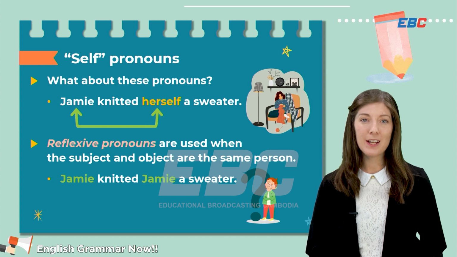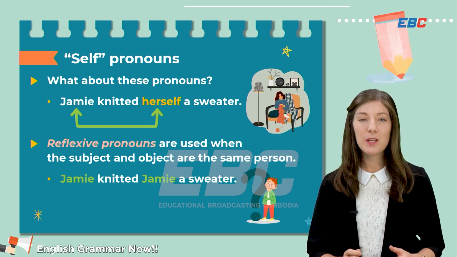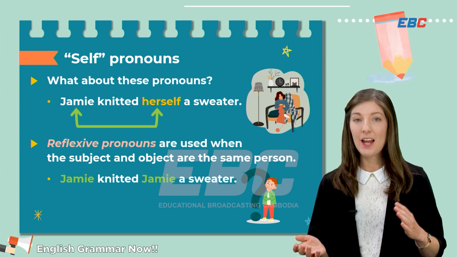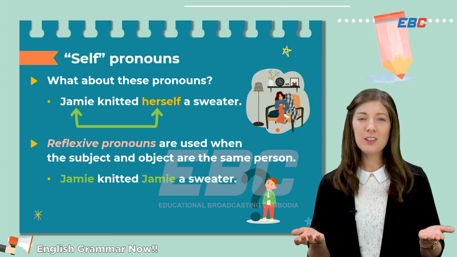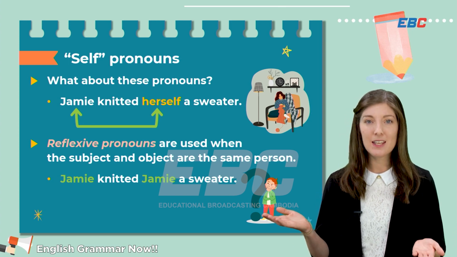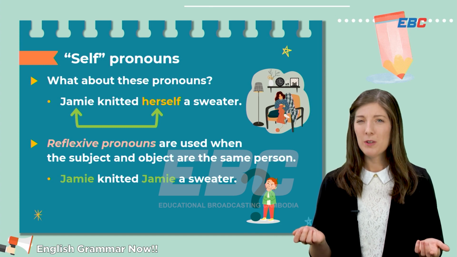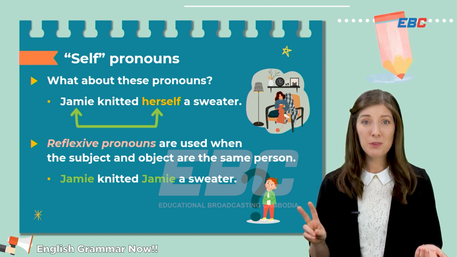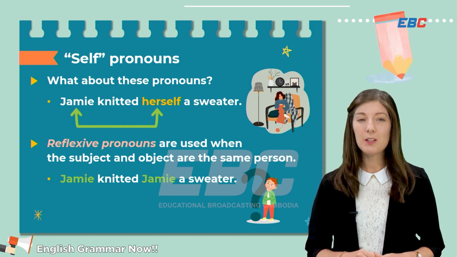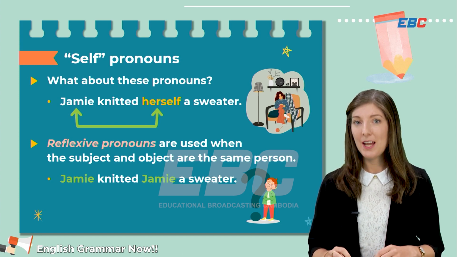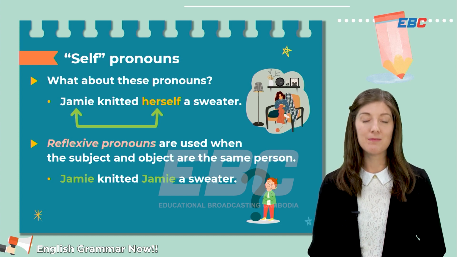All of the reflexive pronouns have self in them, and we use them when the subject and the object are the same person, because it would be unusual to say a sentence like this: Jamie knitted Jamie a sweater. We would be wondering, are there two people named Jamie? So to help keep us from being confused, we use the reflexive pronoun as the object. Jamie knitted herself a sweater.